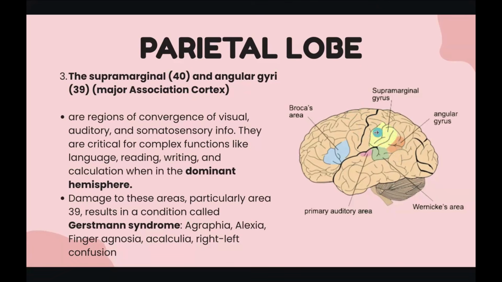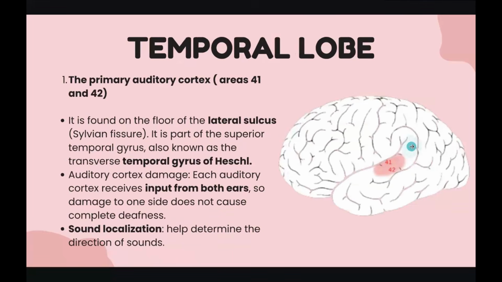So again, whenever they ask you anything regarding these two areas, make sure, please, please, please, to first focus on where they are located or where they are situated in that scenario. Are they in the dominant hemisphere or are they in the non-dominant? Because it differs functionally and damage-wise. All right? Now that we're done with the parietal lobe, we're gonna move on to the temporal lobe.